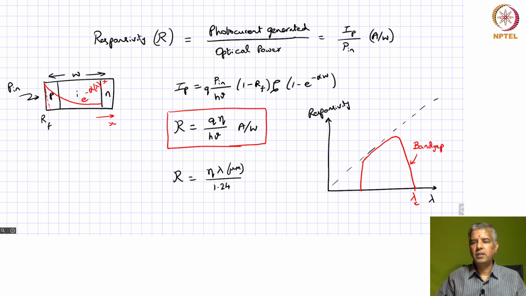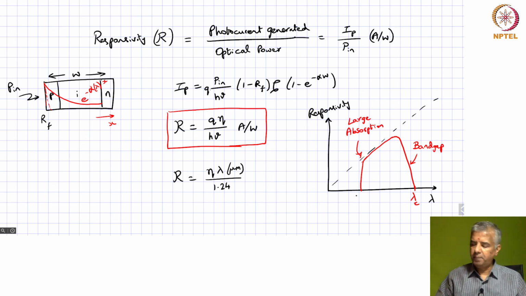So on this side we have a constraint because of the band gap, whereas on this side you have very large absorption, okay, and that actually limits the responsivity. Large absorption corresponds to very small penetration depth, and small penetration depth once again will lead to very poor responsivity.